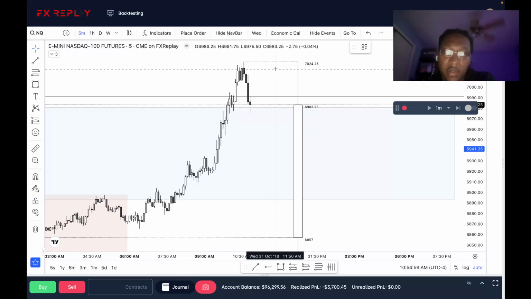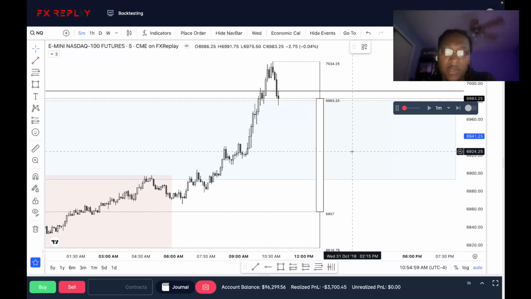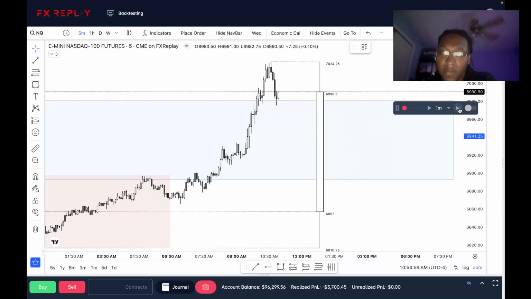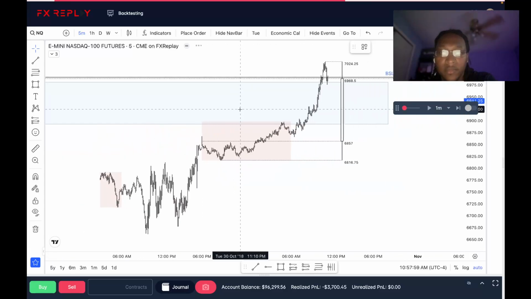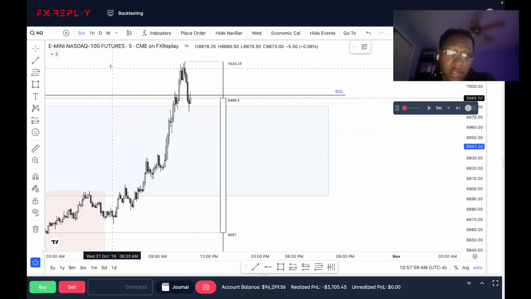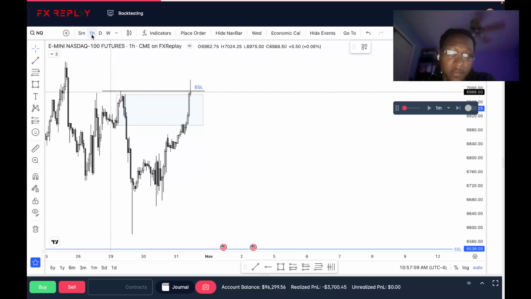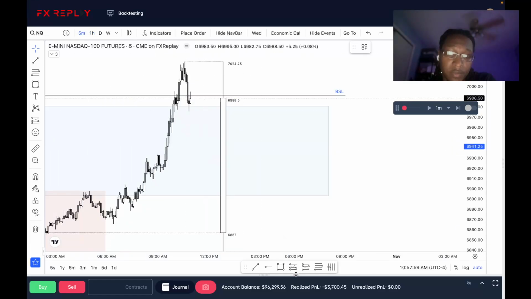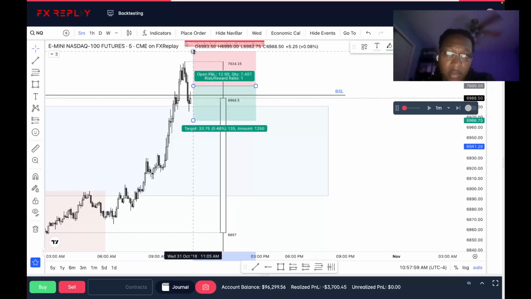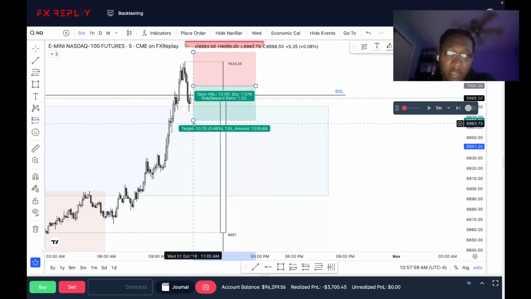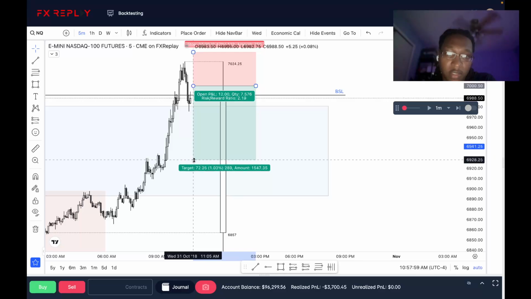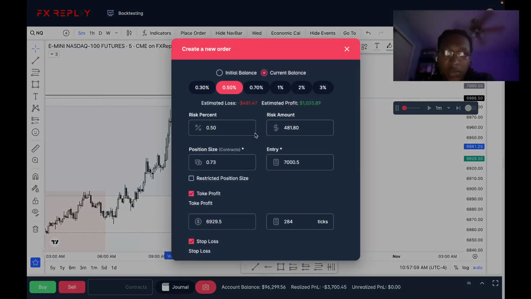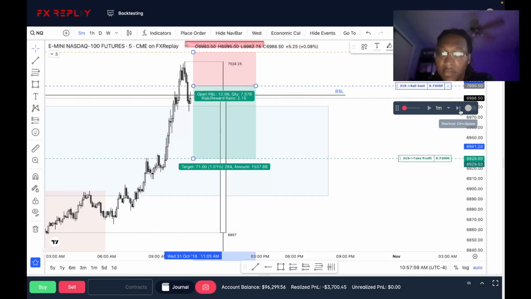Get a change in state here. Fulfill on this inefficiency. I'd want to take this trade for a sell. I want to take this right here. Stops a good amount. I'll put my stops right there. I want to target like a 1 to 2, 1 to 3-ish. Place order. Save. Let's see what this does.